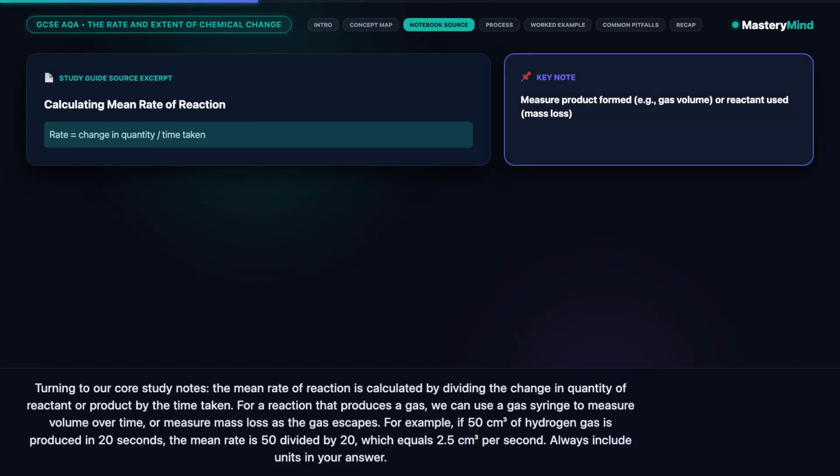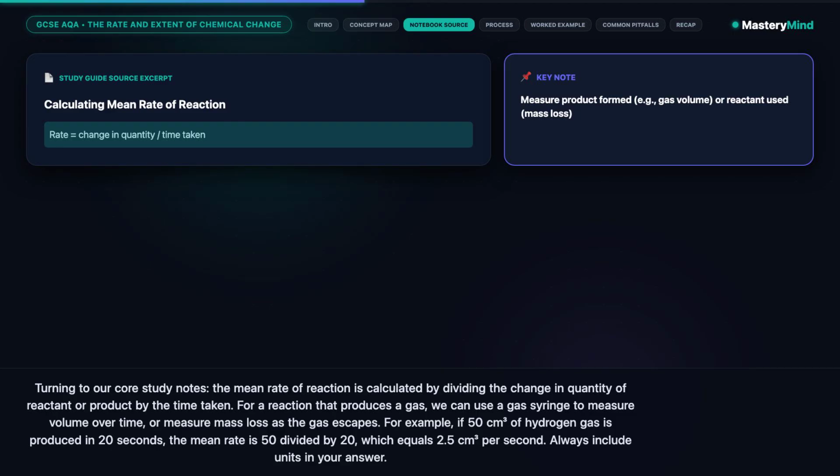Turning to our core study notes, the mean rate of reaction is calculated by dividing the change in quantity of reactant or product by the time taken. For a reaction that produces a gas, we can use a gas syringe to measure volume over time, or measure mass loss as the gas escapes. For example, if 50 cubic centimeters of hydrogen gas is produced in 20 seconds, the mean rate is 50 divided by 20, which equals 2.5 cubic centimeters per second. Always include units in your answer.